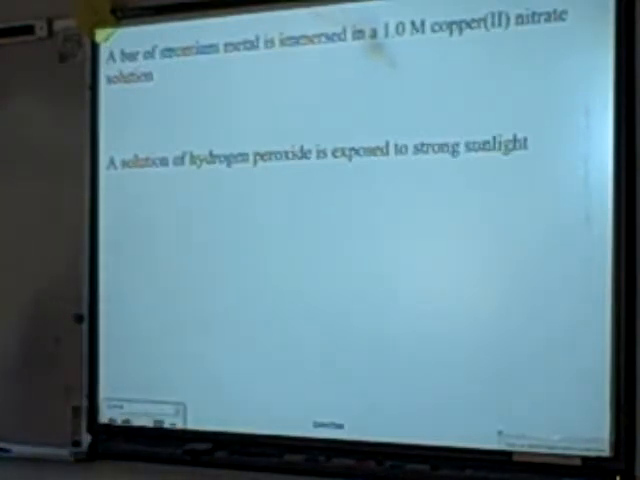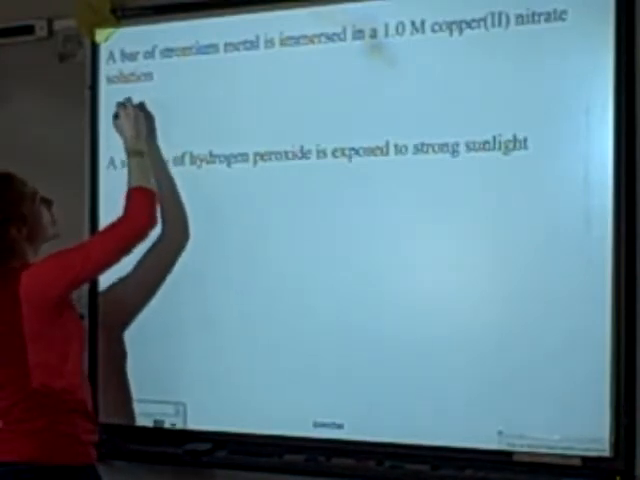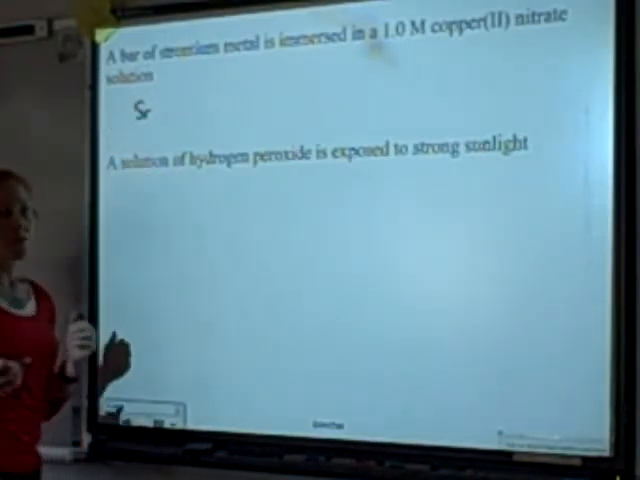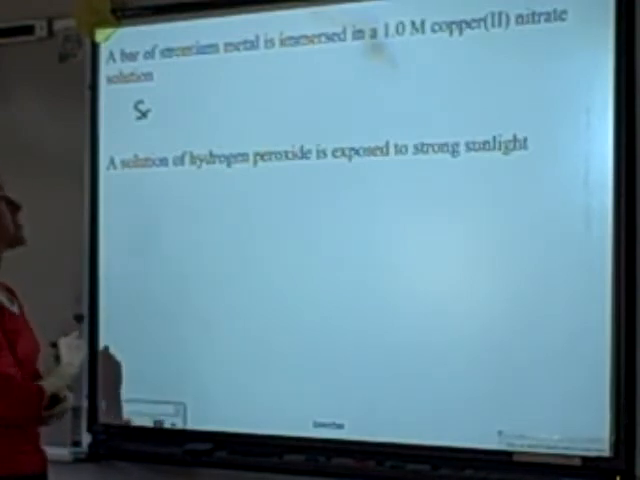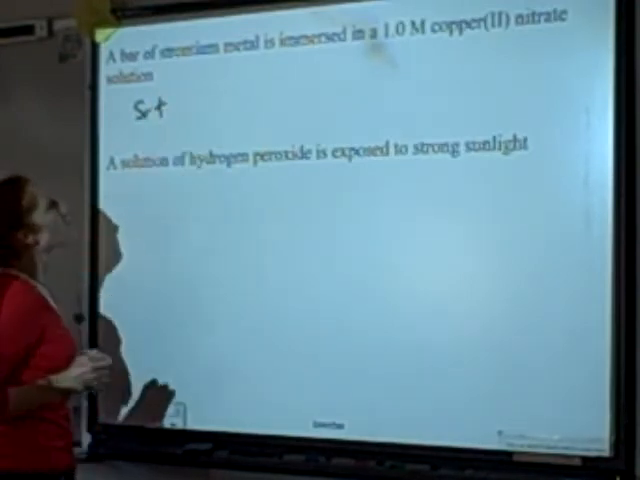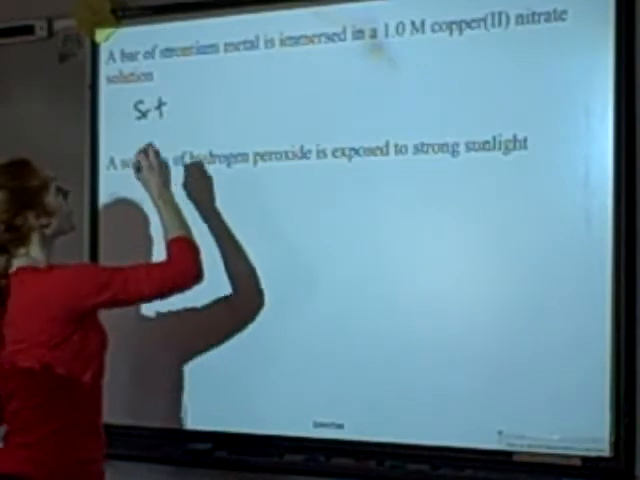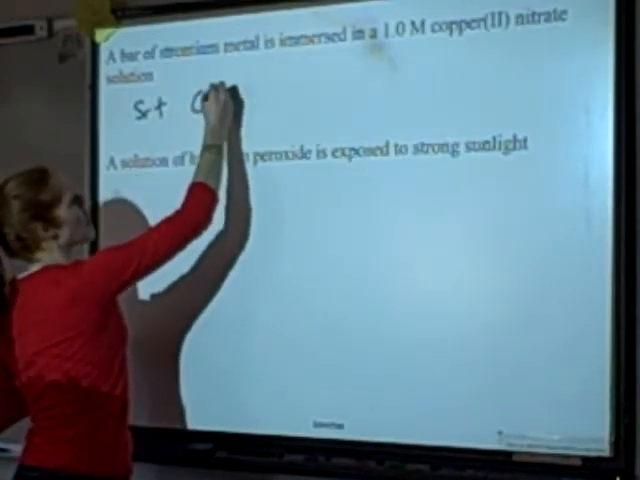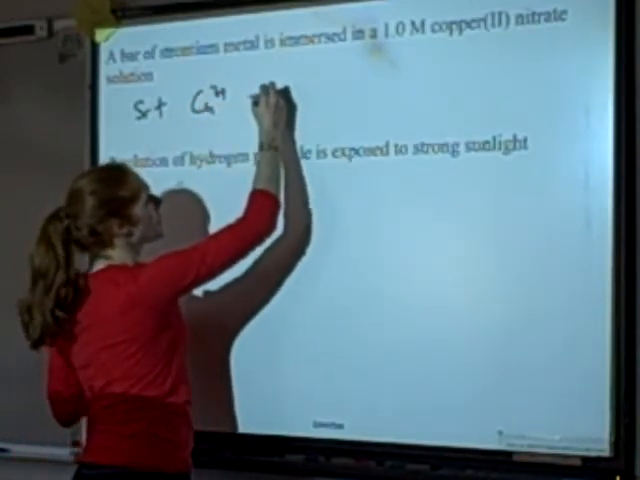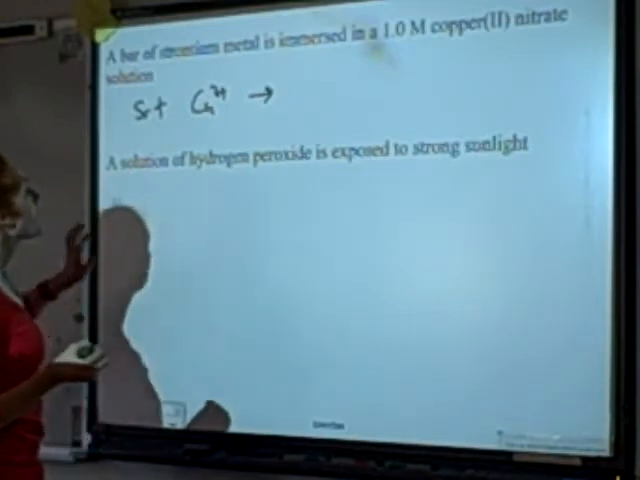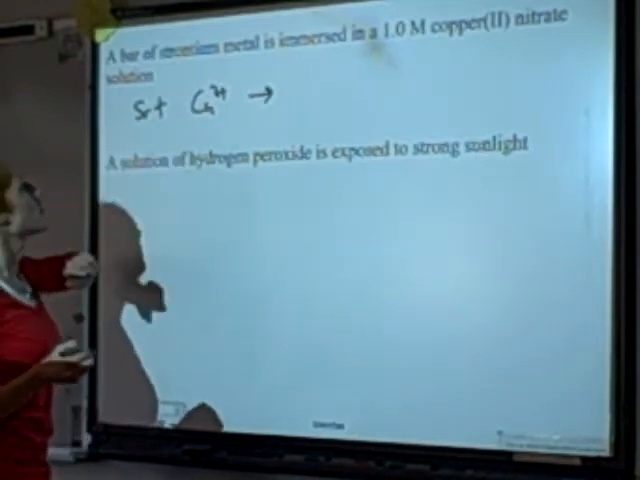Next, we have a bar of strontium metal immersed in 1 molar copper 2 nitrate solution. So strontium, Sr, strontium metal, it's all by itself. Oh, this must be a redox. Okay, so strontium is with copper 2. The nitrate's not going to do anything, it's a spectator ion. So I can see that this guy's going to be oxidized. This will be reduced.